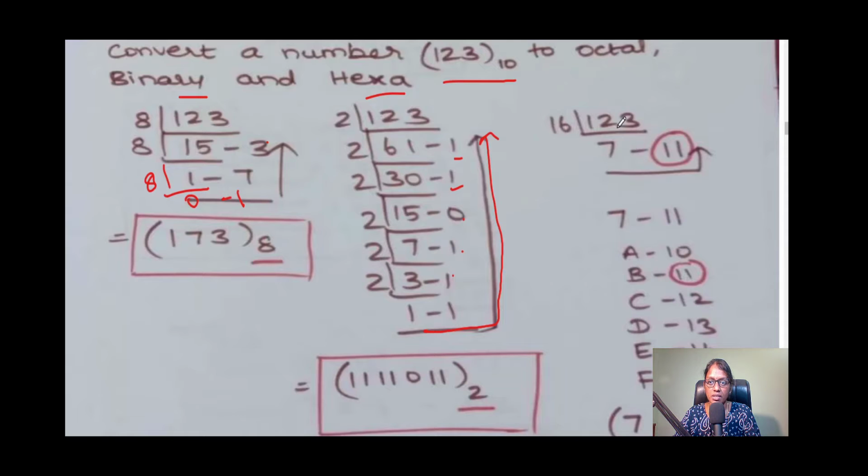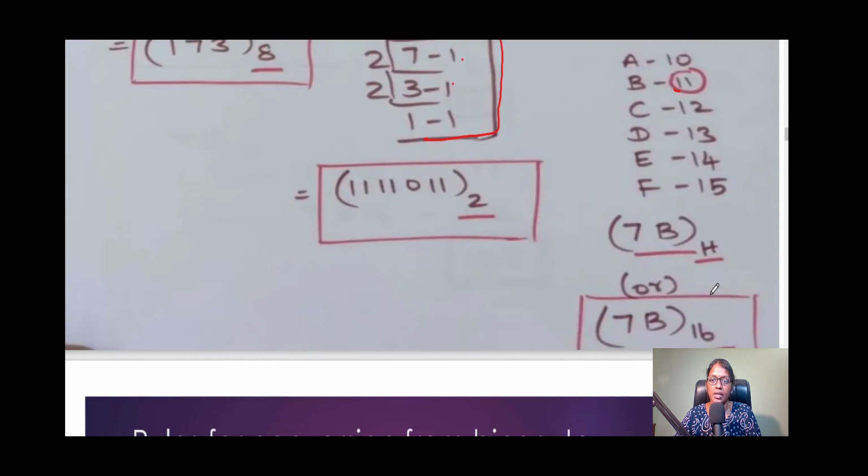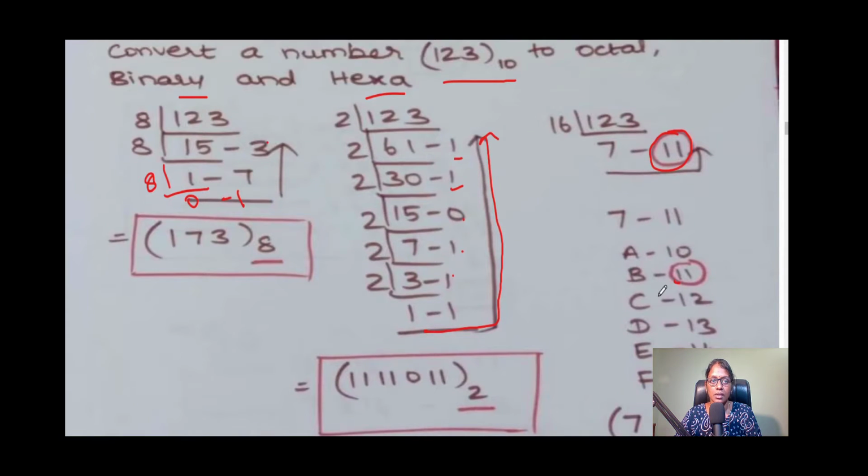For 123's equivalent hexadecimal, divide it by 16. 7 16s are 112, so the remainder is 11. The hexadecimal equivalent for 11 is B, since A is for 10 and B is for 11. So the answer is 7BH. This is how we convert a decimal value to its equivalent octal, binary, and hexadecimal values.